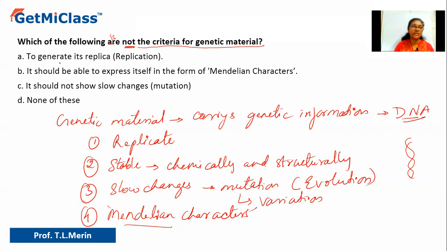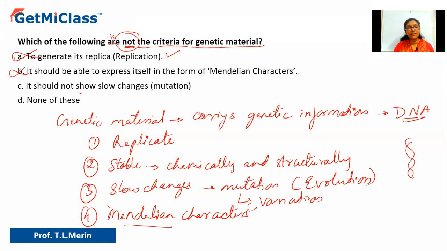So let us see. Option A says it generates its replica. That is absolutely right. But we are looking for the one which is not the criteria. Hence, we will rule it out because this is a correct statement. Option B says it should be able to express itself in the form of Mendelian characteristics. This is also a correct criteria, but we are looking for the one which is not a criteria.